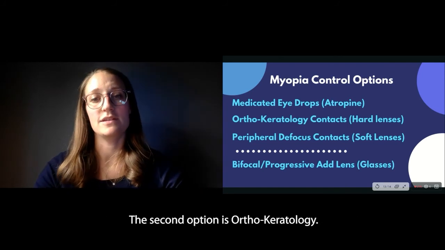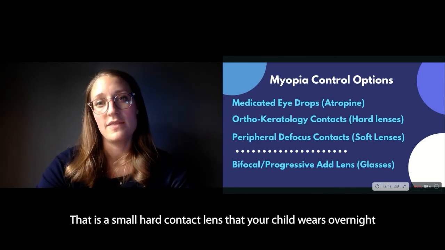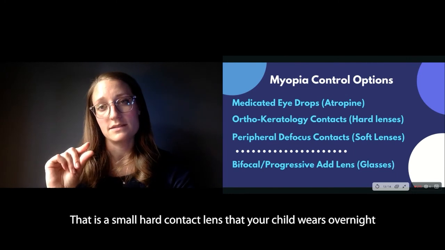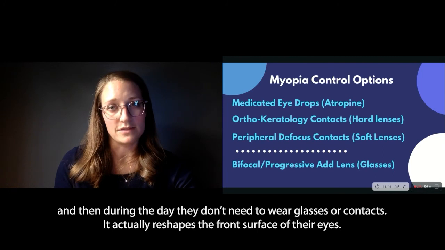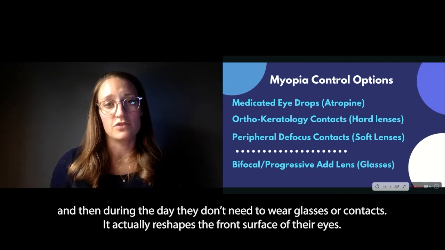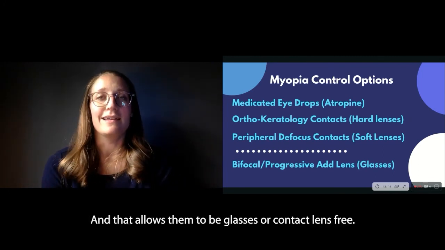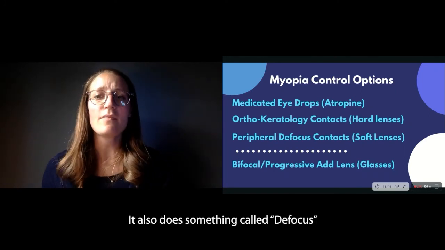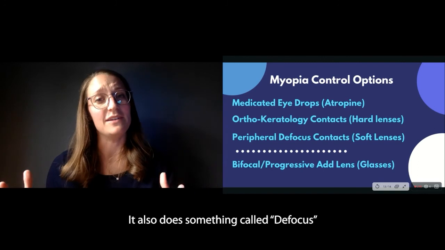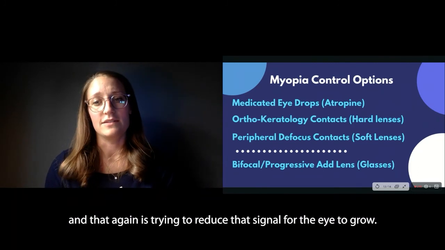The second option is orthokeratology. That is a small hard contact lens that your child wears overnight. And then during the day, they don't need to wear glasses or contacts. It actually reshapes the front surface of their eye. And that allows them to be glasses or contact lens free. It also does something called defocus. And that, again, is trying to reduce that signal for the eye to grow.